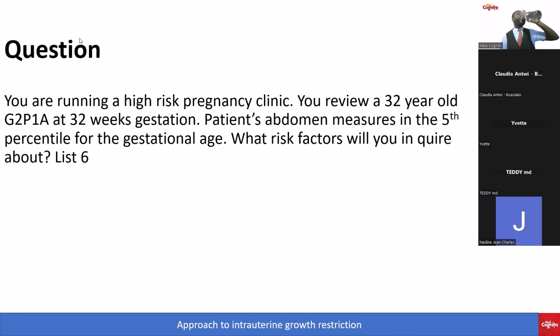You are running a high-risk pregnancy clinic. You review a 32-year-old G2P1, Gravida 2, Para 1, at 32 weeks gestation. Patient's abdomen measures in the 5th percentile for gestational age. What risk factors will you inquire about? Beautiful. The reason why I set this question is because it is in the enabling objectives.